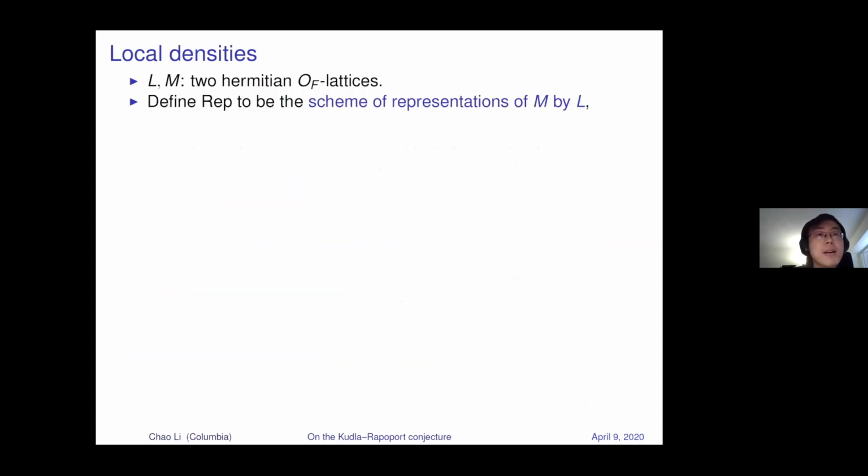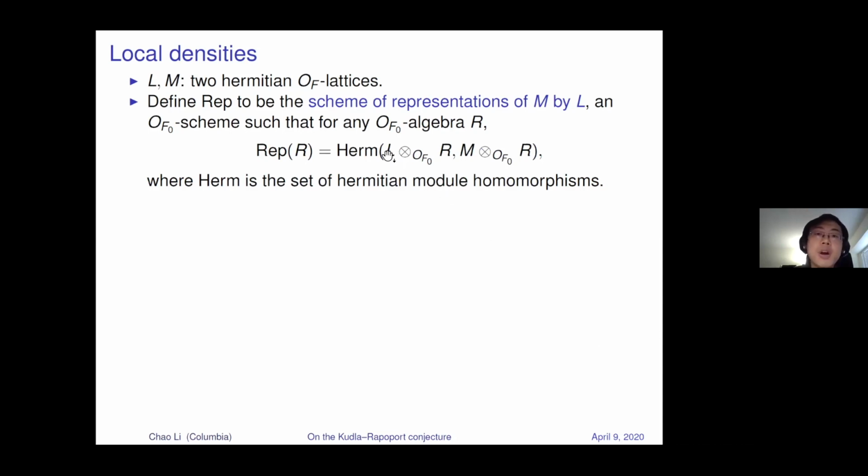Now let me come to the analytic side. To define for you the local density, let me take two Hermitian O_F lattices. I'm going to define a scheme of representations of one lattice M by the other lattice L. Roughly speaking, I'm looking at the possible homomorphisms from L into M that also preserve the Hermitian structure. In other words, it's an O_F scheme such that for any O_F0 algebra R, the R-points are given by this set of Hermitian module homomorphisms.